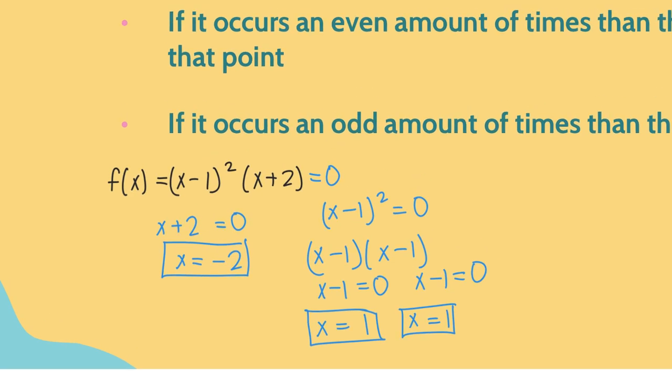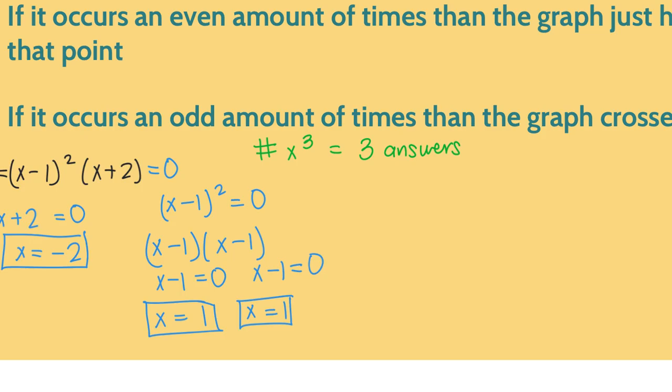What is that telling me about my degree? I'm going to have an odd degree. Okay, what do I mean by odd degree? Meaning if I was writing out my function, it would start with a number times x to the power of 3. And again, what is that 3 telling me? The 3 is telling me I have 3 answers. And it's also telling me that I have an odd degree polynomial.